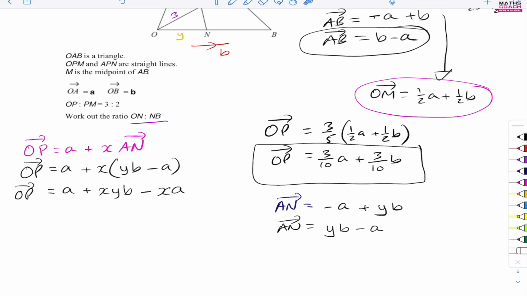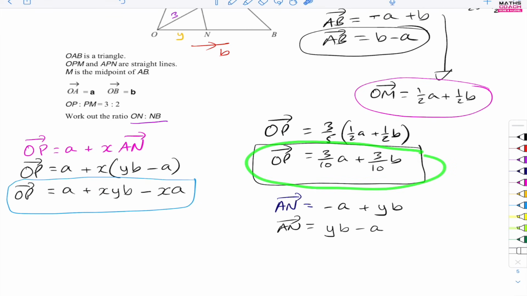So let's look at what we have so far. We've got one version of O to P in the blue and another version of O to P here in black. We now are going to, similarly like before, arrange them in such a way so that we can compare the coefficients of A and B. Obviously, this one's nicely ordered. We know what the coefficients are, but here we don't.